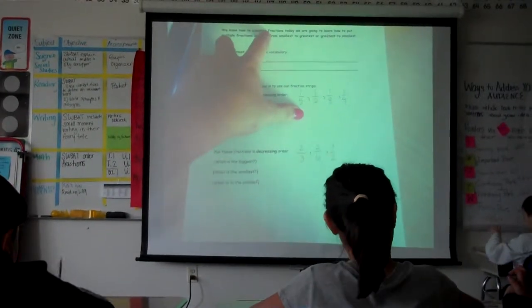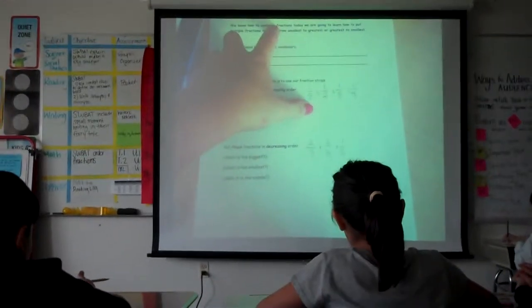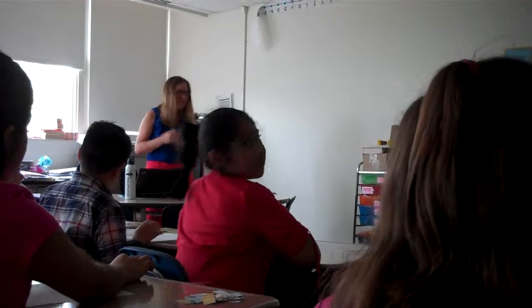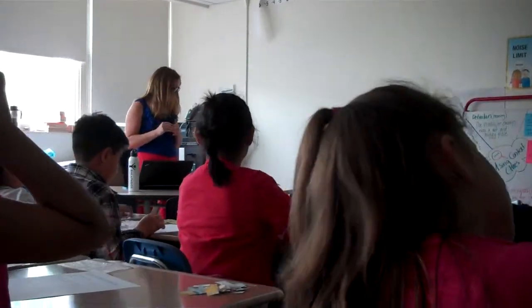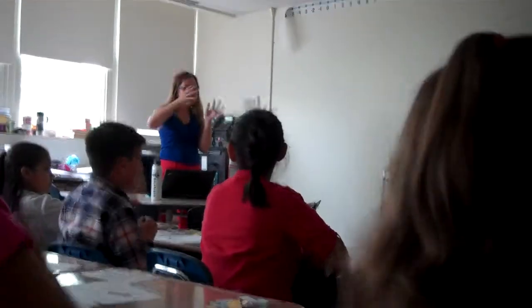to compare fractions, to say which fraction is bigger and what fraction is smaller. But today we're going to take that to the next step. We're going to learn how to put fractions in order from smallest to biggest. Then we're also going to learn how to put fractions in order from biggest down to the smallest. This is just the next step on what you already know how to do when you're comparing two fractions to see which one has a bigger value and a smaller value.